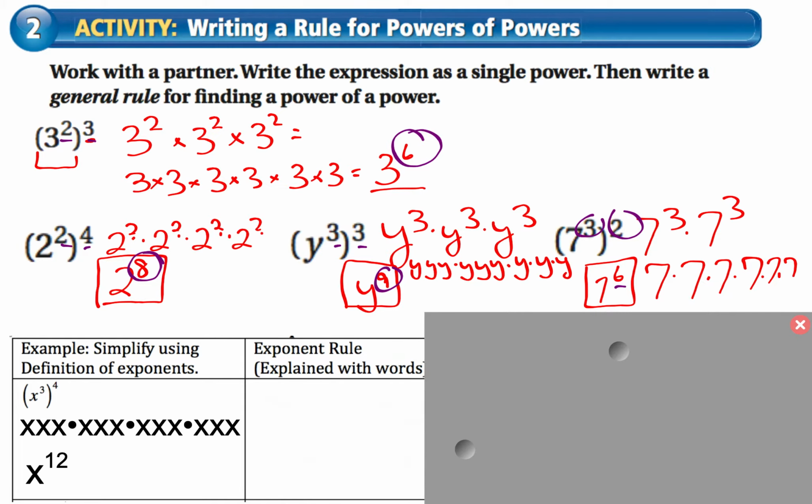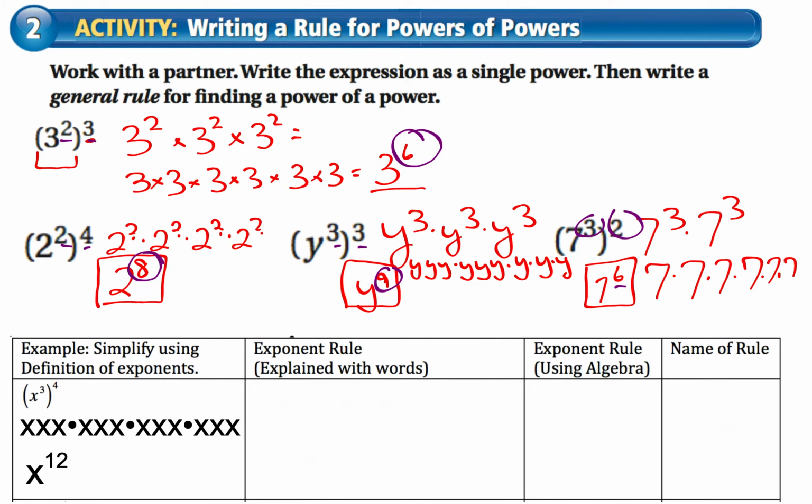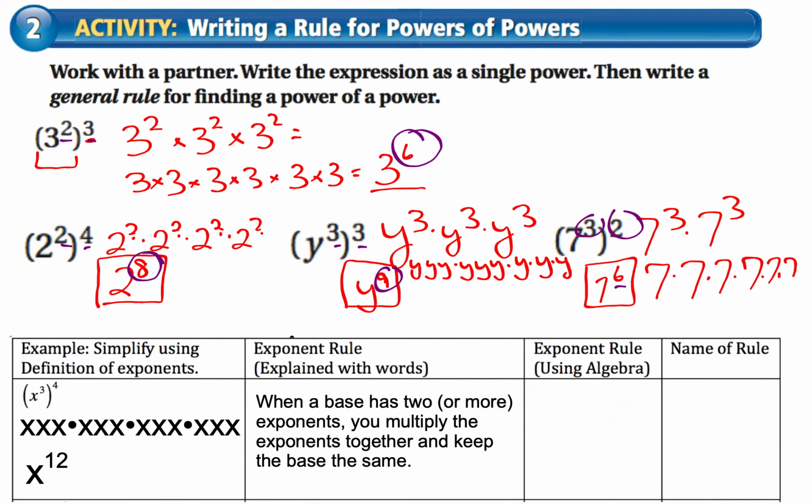Well, what it appears to be is that when a base has 2 or more exponents, you can multiply the exponents together and keep the base the same. So right here we had a base of 3 and there were 2 exponents put on it. Here there was a base of 2 with 2 exponents on it. The base was y with 2 exponents on them.